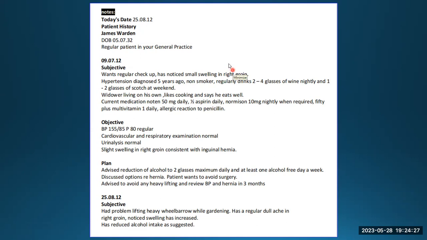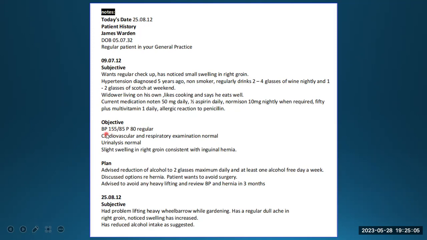Subjective. Wants regular checkup, has noticed small swelling in right groin, hypertension diagnosed 5 years ago, non-smoker, regularly drinks 2 to 4 glasses of wine nightly, and 1 to 2 glasses of scotch at weekend. Widow living on his own, likes cooking and says he eats well. Current medication noted: 50 milligram daily, half aspirin daily, Normison 10 milligram nightly when required, 50 plus multivitamin 1 daily, allergic reaction to penicillin. Yes, keep reading.